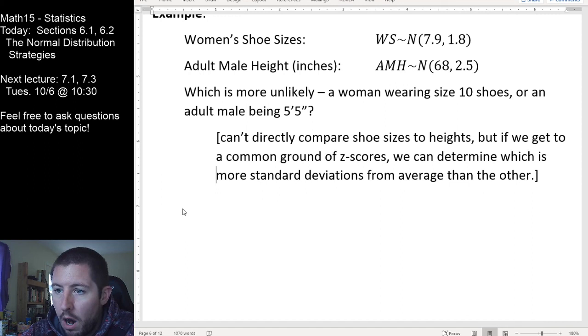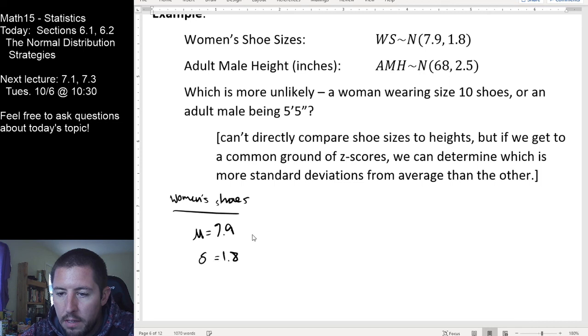So our first one, women's shoes. What I've been given here, according to my distribution, is that mu is 7.9. I've been given sigma is 1.8, and I've been given that my observation of interest here is a woman wearing a size 10 shoe. That's my observation of interest.